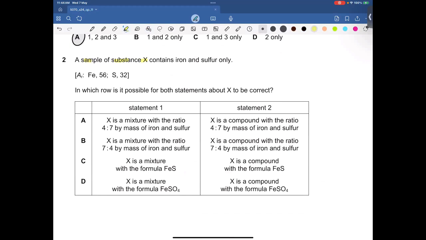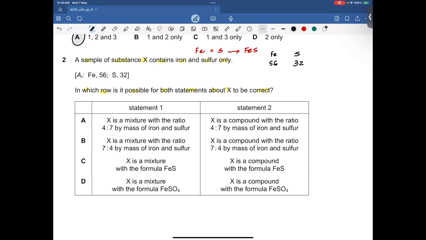A sample of substance X contains iron and sulfur only. So when iron and sulfur react together, iron(II) sulfide is formed, whose formula is FeS. Iron has a mass of 56, sulfur has a mass of 32. In which row is it possible for both statements about X to be correct? So first of all, we have iron, which has a mass of 56, and sulfur, which has a mass of 32.